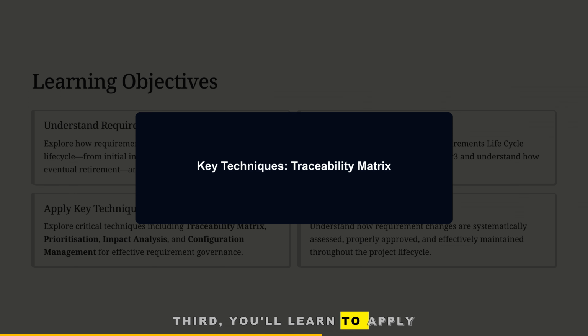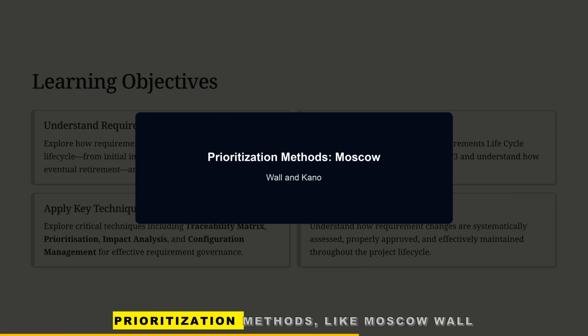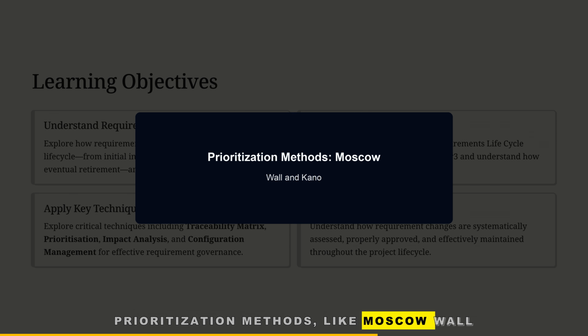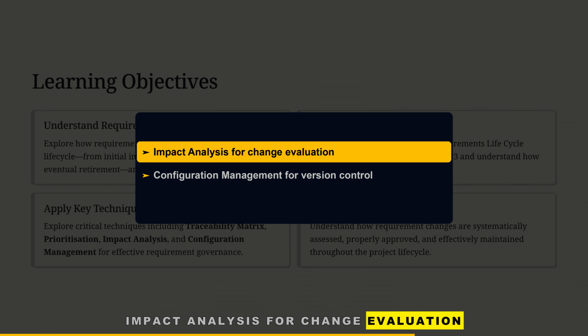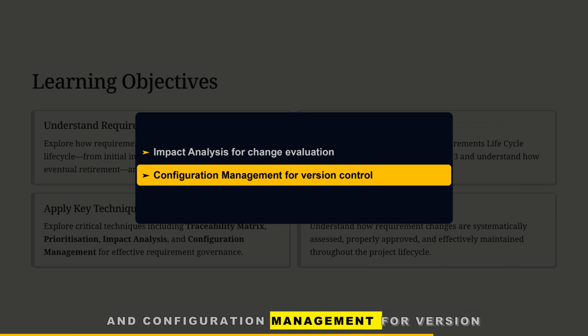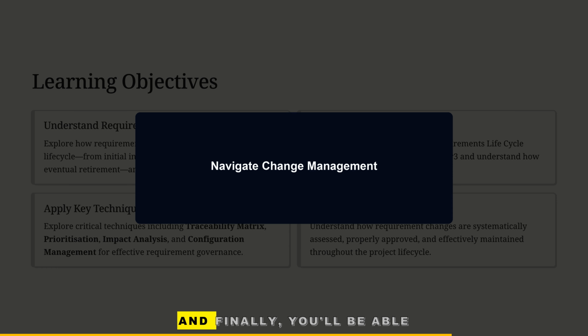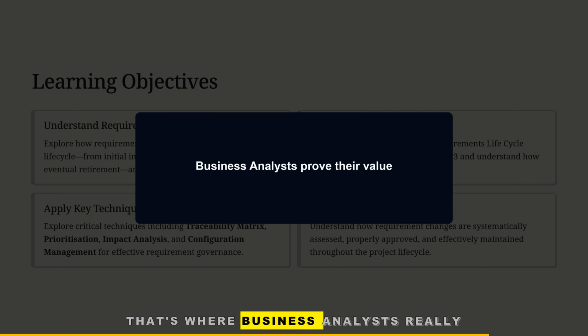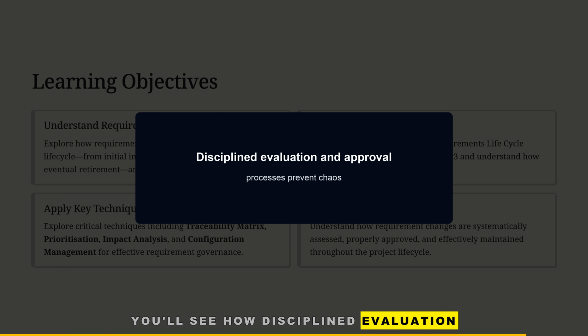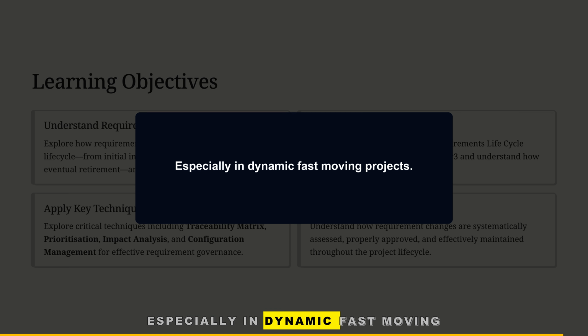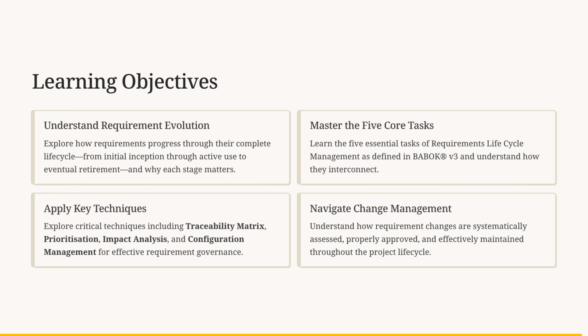Third, you'll learn to apply key techniques: traceability matrix, prioritization methods like MoSCoW, Wall and Kano, impact analysis for change evaluation, and configuration management for version control. And finally, you'll be able to navigate change management. That's where business analysts really prove their value. You'll see how disciplined evaluation and approval processes prevent chaos, especially in dynamic, fast-moving projects.